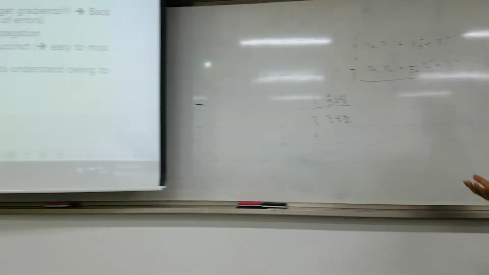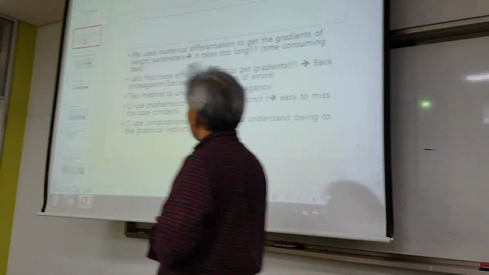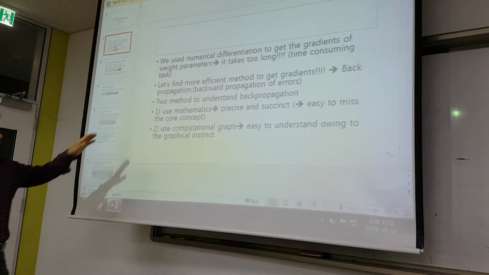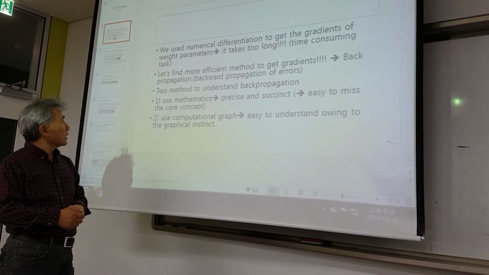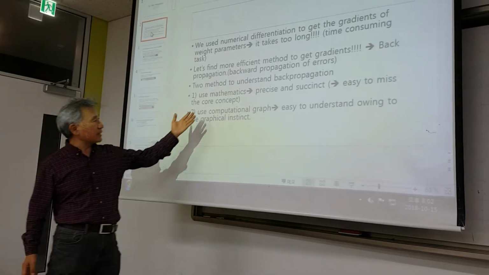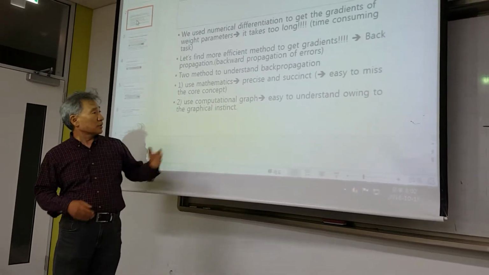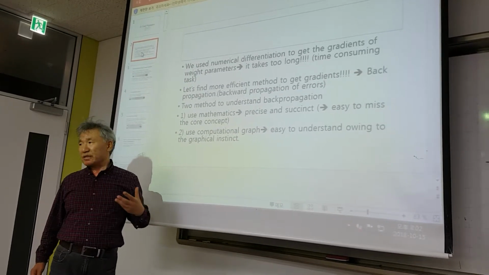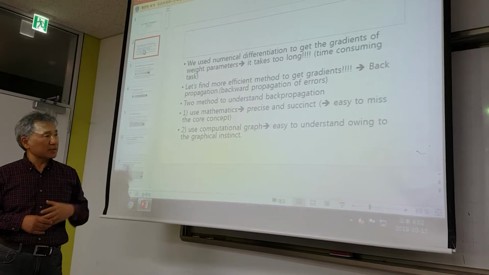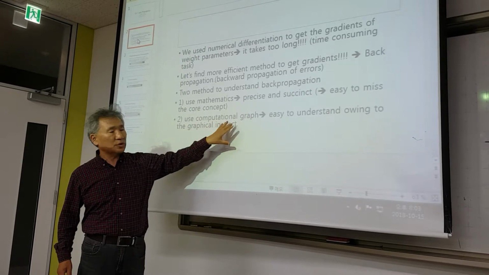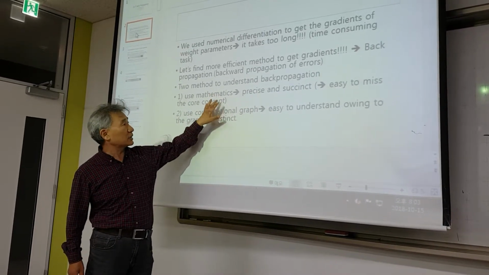In summary, I told you that let's find a more efficient method to get gradients, and that is backpropagation. One way of introducing backpropagation is using mathematics. However, the computational graph method is intuitively much easier to understand. So, in this class hour, I will talk about the computational graph method instead of mathematical derivation.